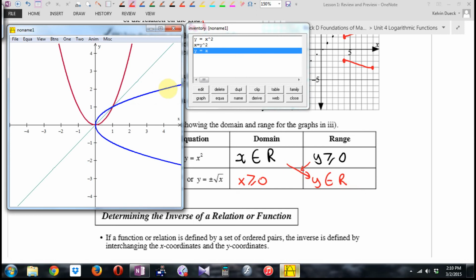Hey, let's look at this blue graph. Is it everything to the right and touching 0? Yep. And does it go all the way up forever? And does it go all the way down forever? Does it have a range of all reals?